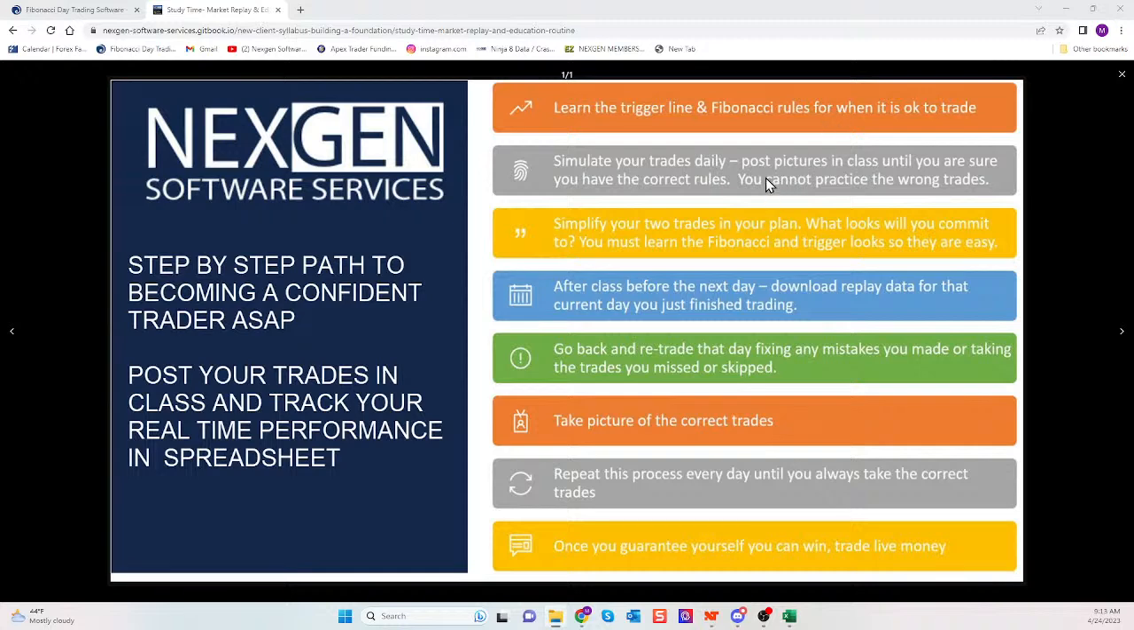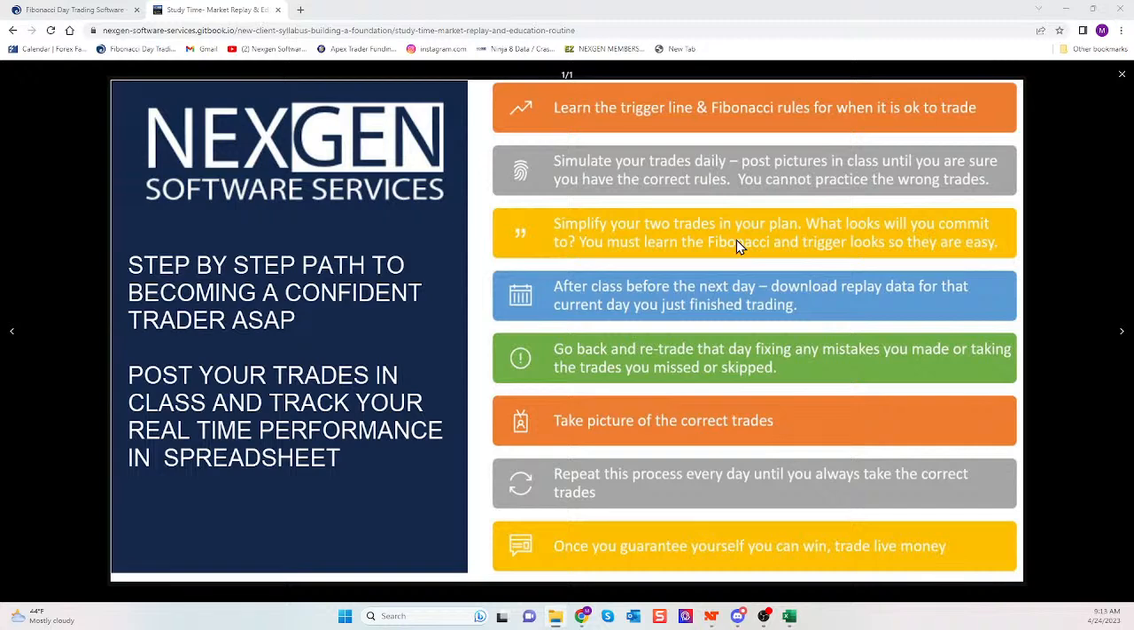You'll be simulating daily. NinjaTrader allows you to practice these rules without fear of losing money. Post pictures of everything that you do until you're sure you have those correct rules. We'll talk about each and every trade. Avoid taking the wrong trades. You'll make mistakes, but avoid jumping in, avoid jumping out, avoid trying to bump up your P&L just fictitiously, because what it's doing is it's setting you up for long-term failure. We're going to simplify. What looks will you commit to? Well, the only looks you're going to commit to are when the rules are met.